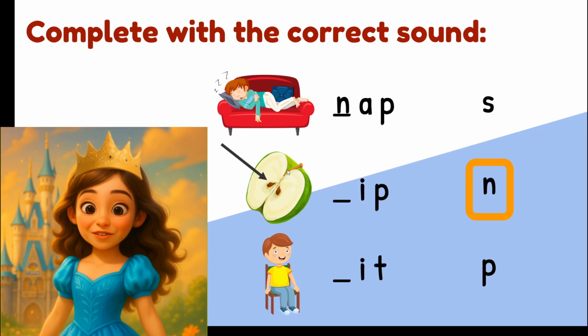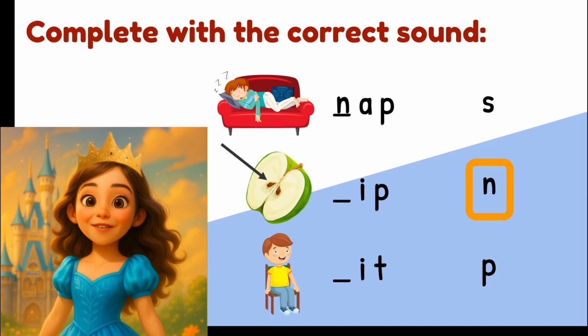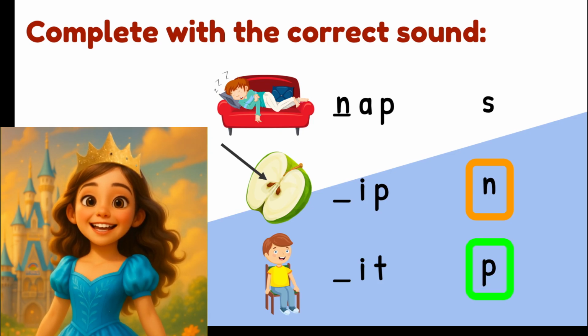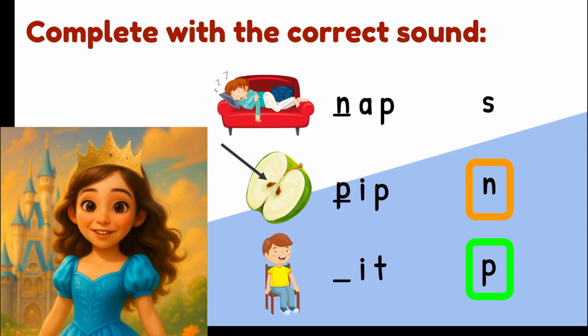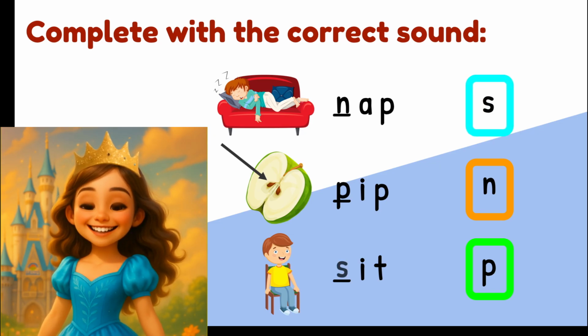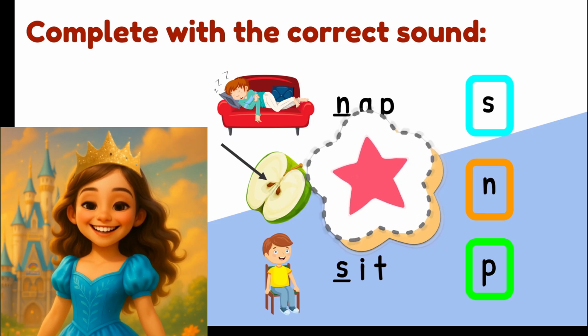Nap. Good. Do you remember what that is? Ip. Is it a sip or a pip? Sip is also a word, huh? When you take a sip of your coffee. So that's another word you can make and read because you already know those sounds. So pip. Good job. You choose the P that goes p, p, and you put it over there. It makes pip. So the last one is it. Sit. Very good. Well done.